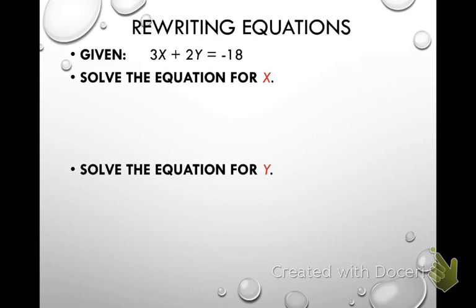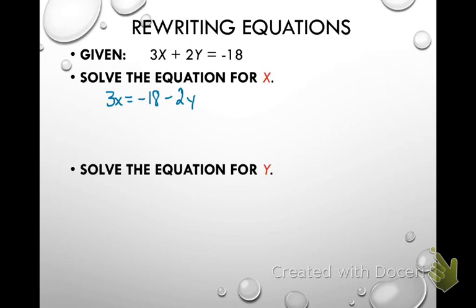how would we solve the equation for x? So we have two variables, so there's not going to be just like x equals a number. It's going to be x equal to some sort of equation. So what do I need to do to get x by itself? What's the first thing I need to do? Subtract the 2y. So before I do anything, I would basically have 3x equals negative 18 minus 2y.